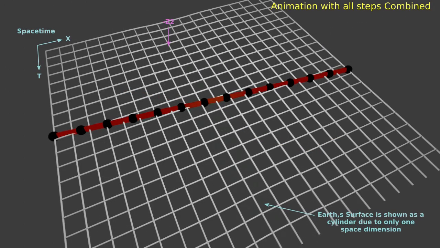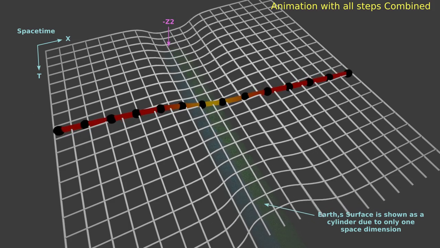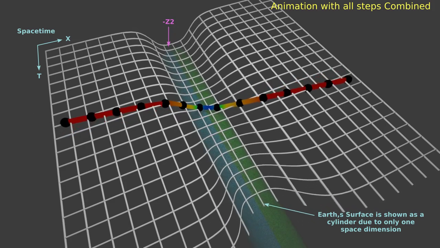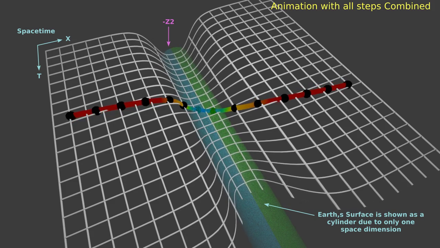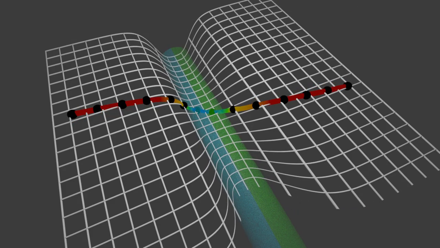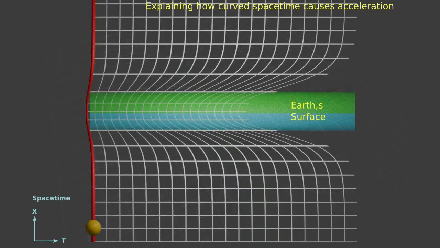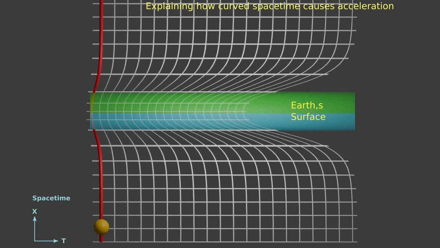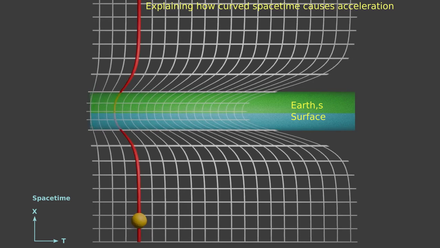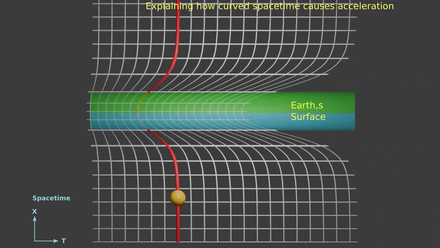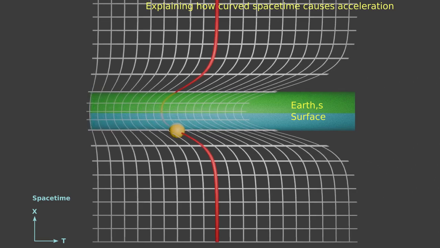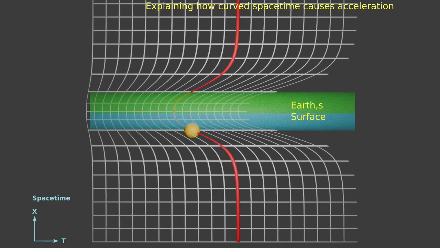In a real gravity field, all these steps happen together. The Earth is shown as a cylinder because there is only one spatial dimension visible. We can now show how gravity causes acceleration. We do this by animating the flow of time. The red line shows a single point in time, and the yellow ball shows the free fall trajectory under the acceleration of gravity. Notice how the ball's acceleration increases as it gets into the region where space-time is curved the most.